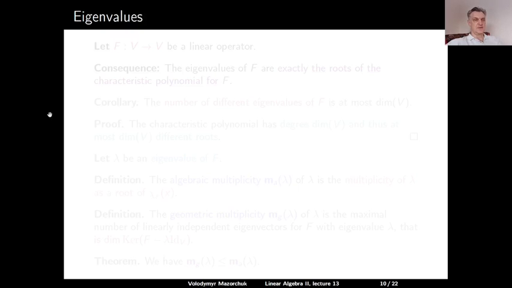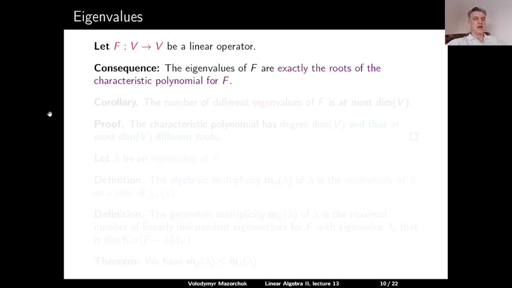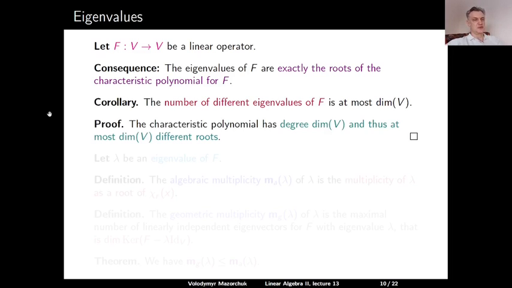Now we can discuss eigenvalues. Let F be a linear operator on a vector space V. The consequence of the previous discussion is that the eigenvalues of F are exactly the roots of the characteristic polynomial for our linear operator F. In particular, it follows that the number of different eigenvalues of F is at most the dimension of V. This follows directly from the observation that the characteristic polynomial is a polynomial of degree dimension of V, and thus it can have at most dimension of V different roots.